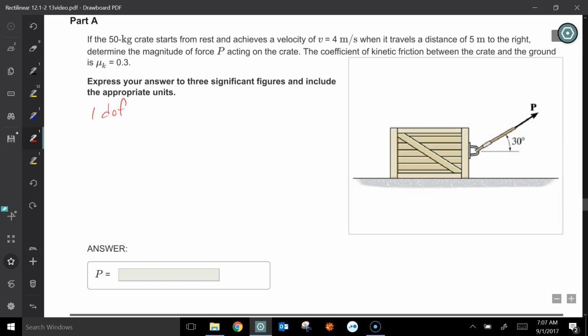What this means is that you have to be given 1 acceleration in order to solve this problem. And if you read the problem, it doesn't really give you an acceleration. The other dead giveaway for needing a free body diagram is they ask you to determine the magnitude of the force. Whenever they ask you for a force, you're going to end up having to draw a free body diagram. So we're going to draw the free body diagram for this.